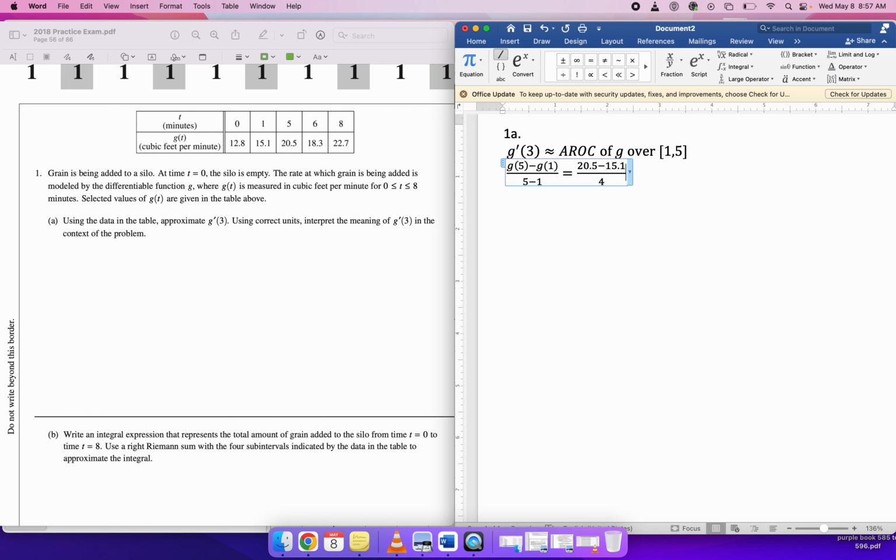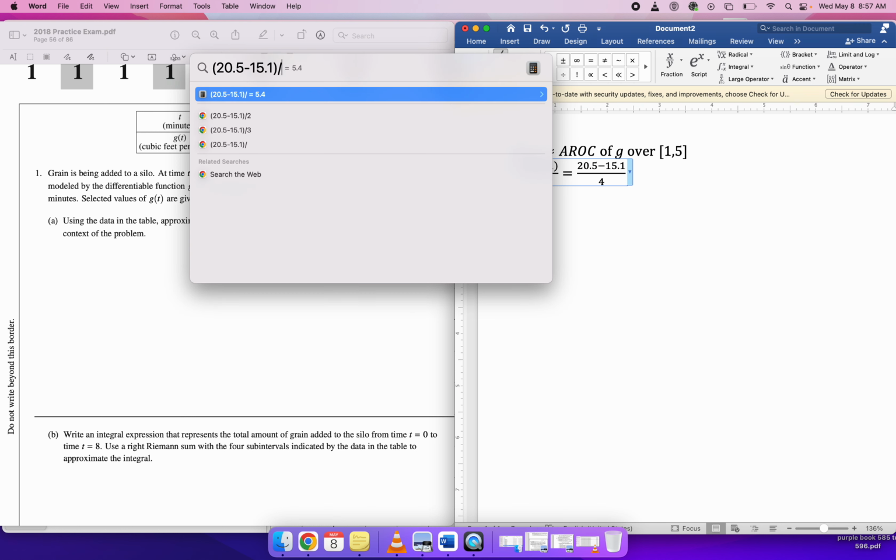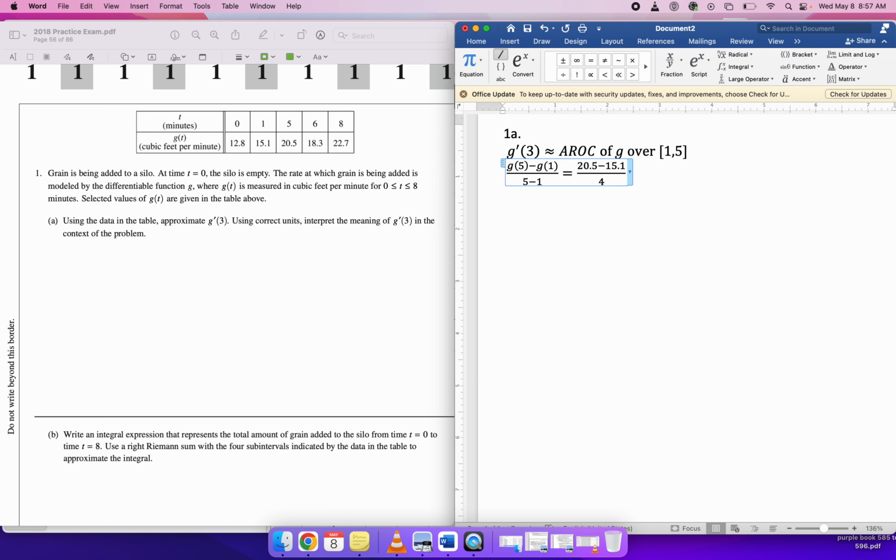And so that's, whatever it is. You can use your calculator to evaluate it, or not, because you don't have to simplify your answers. But it looks like it's 1.35, right? So 1.35. What are the units?